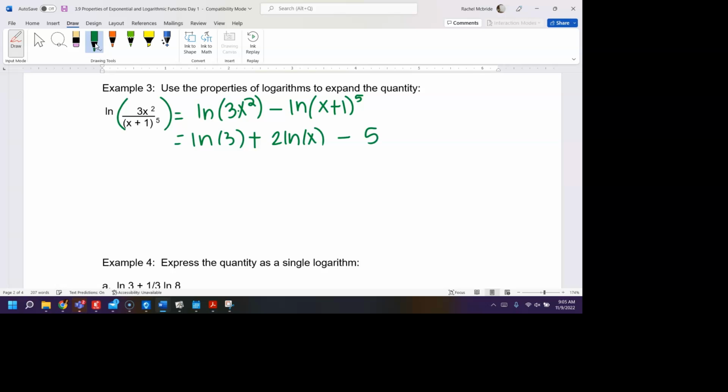Minus 5 ln of x plus 1. You cannot break up the x plus 1 because that's addition inside the natural log, not multiplication. So multiplication becomes addition. Addition does not become multiplication.